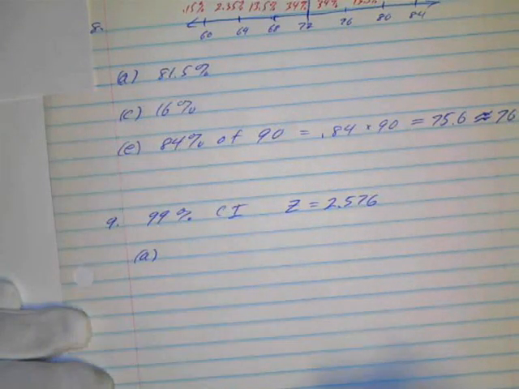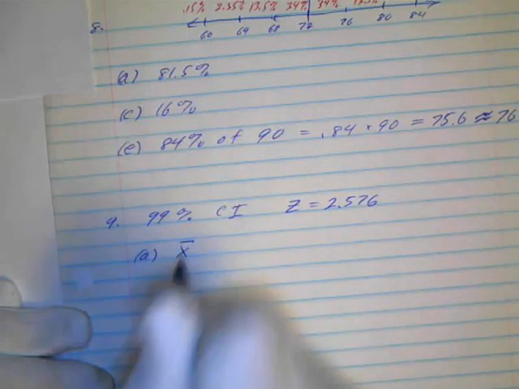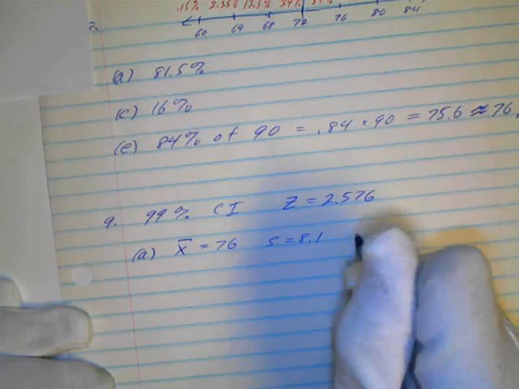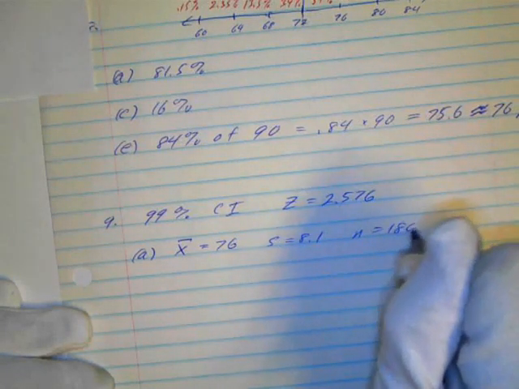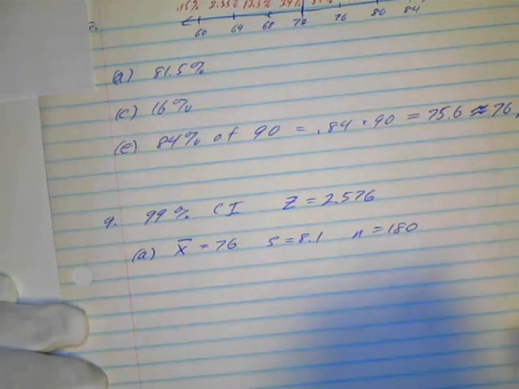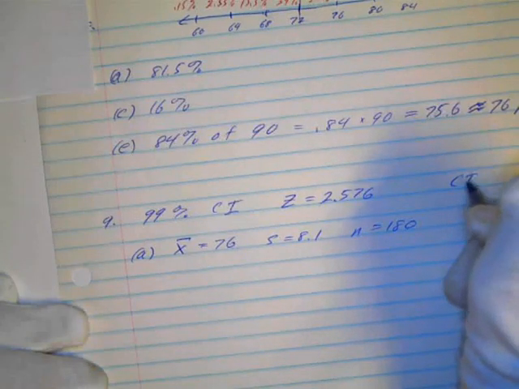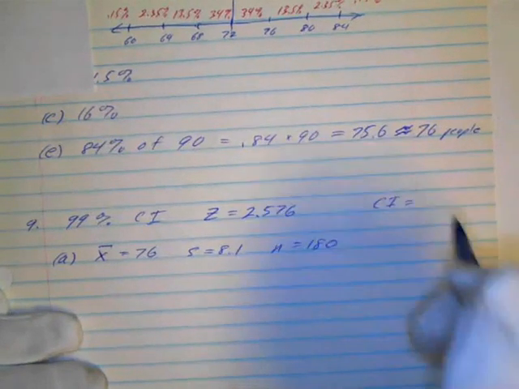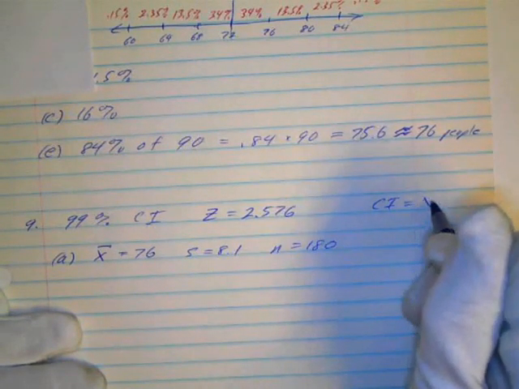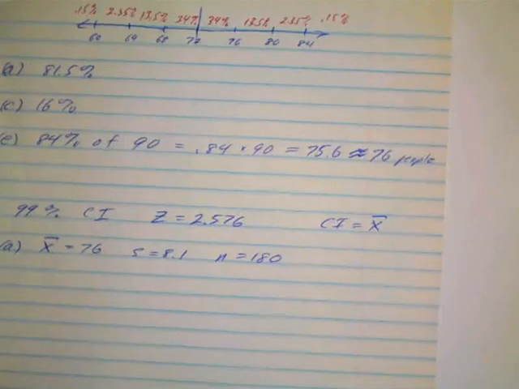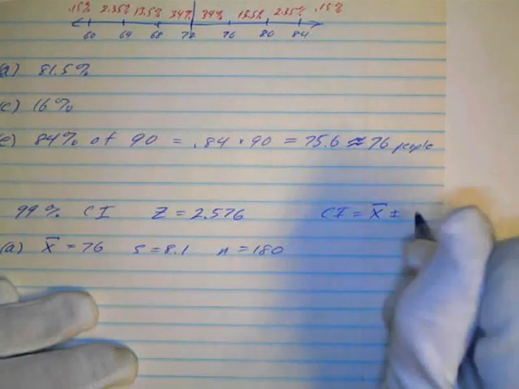And in A, we are given our data that our sample mean, we use a little x bar for that, is equal to 76. And my standard deviation, we use a little s in this case, was 8.1. And my sample number, n, was equal to 180. So if I want to find the confidence interval, I know the confidence interval equals the sample mean plus or minus the error.